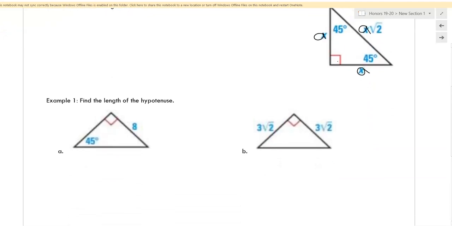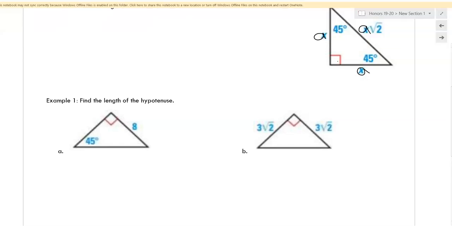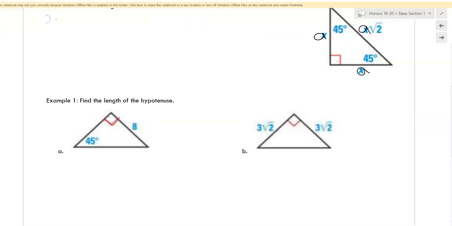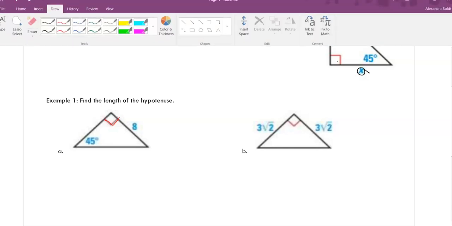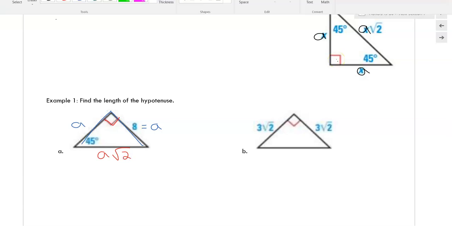Example 1, find the length of the hypotenuse. Okay? So the first thing we always want to do is, again, here's our right angle. So this is a leg, and this is a leg, right? And our legs are equal to A. Our hypotenuse across from that right angle is equal to A root 2. Right? That's just what this tells us.